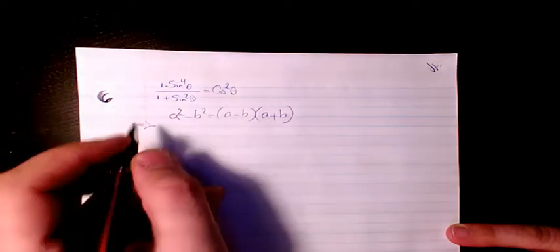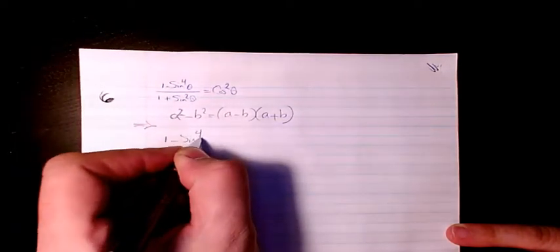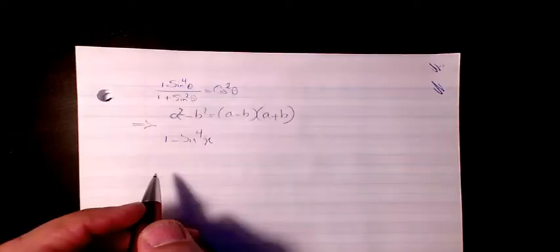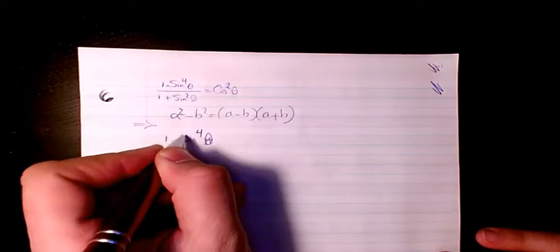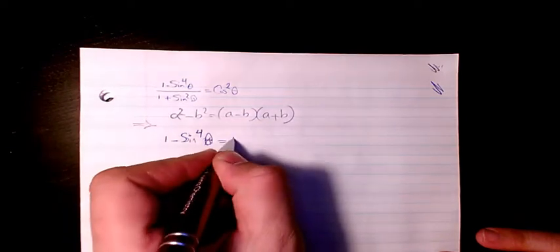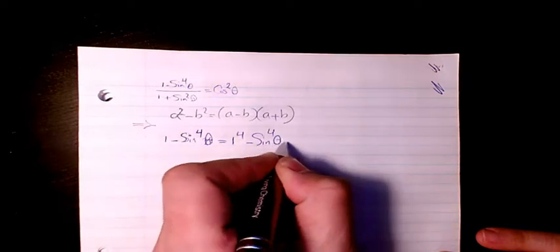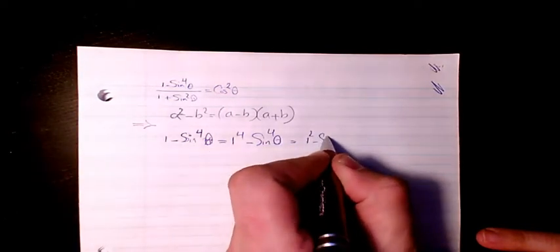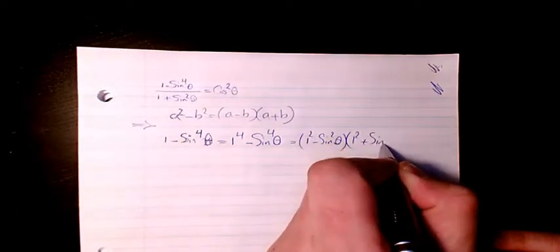So if we look at the numerator here, we have 1 − sin⁴θ. So 1 to the power of 4 minus sin⁴θ is going to be the same as 1² − sin²θ times 1² + sin²θ.